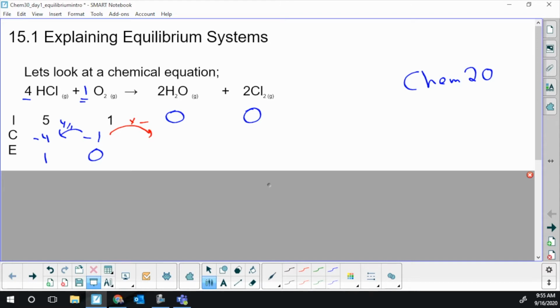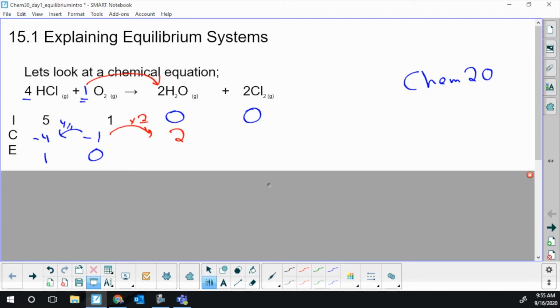To figure out how much water, the required coefficient is 2 for water. The given coefficient, I'm going to use this number, and its coefficient is 1. So multiply by 2, divide by 1. And that's kind of what our recipe shows us. We get double the amount of water compared to the oxygen that gets used up. Okay, so we're going to see 2 units.